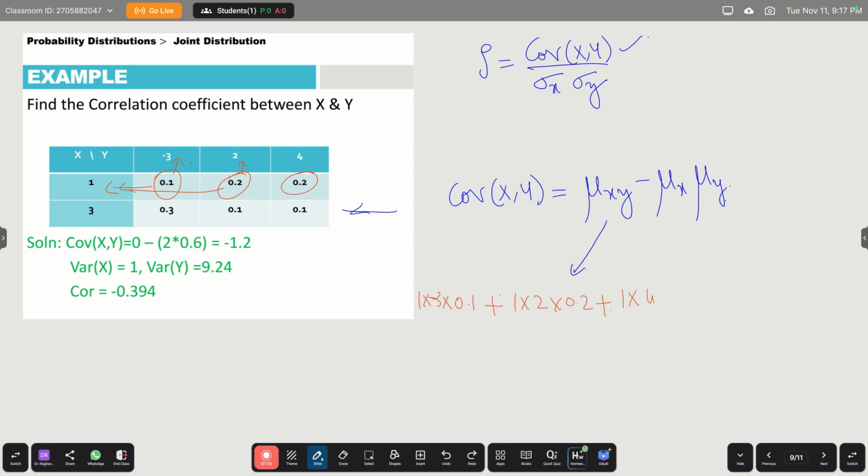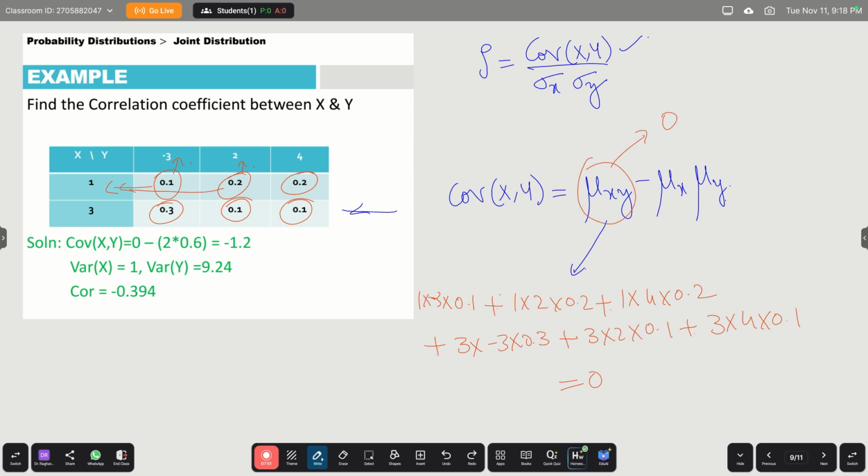the next probability is 0.2. Corresponding x is 1, y is 4, multiplied by 0.2, plus the next row, x value is 3, y value is -3 multiplied by 0.3, plus the next probability is 0.1. So x is 3, y is 2 multiplied by 0.1, plus the last probability is 0.1. So the x value is 3, y value is 4 multiplied by 0.1. So if you calculate this, this is going to be 0. So mu xy, we got it as 0.